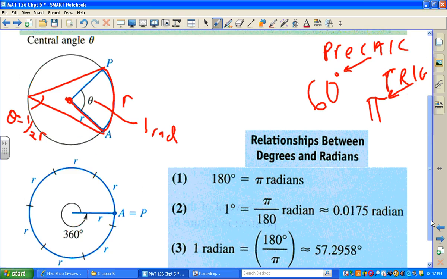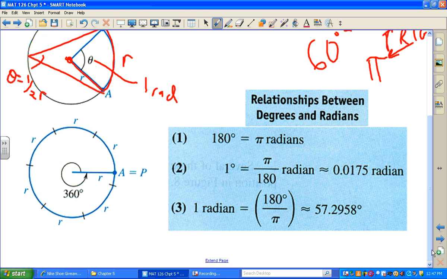Okay? So anyway, 180 degrees is equal to pi radians. That's if the radius of the circle equals 1. 180 degrees equals pi. Do you remember why 180 degrees equals pi radians if the radius is equal to 1?